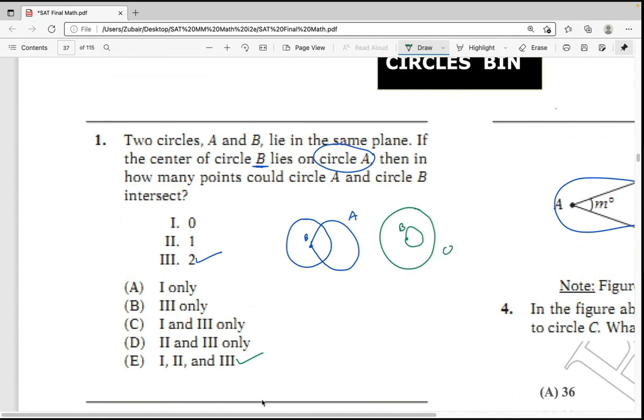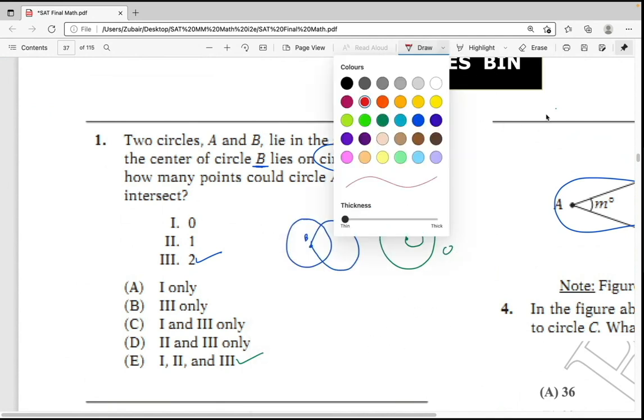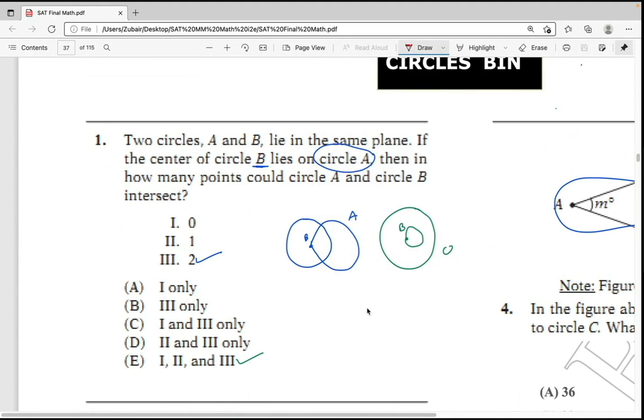So this is zero intersection. And mostly students get confused with one intersection. They fail to understand that tangent is considered as a single intersection in the case of circles. This is B. And if the diameter of A is equal to the radius of B, then you have one intersection.